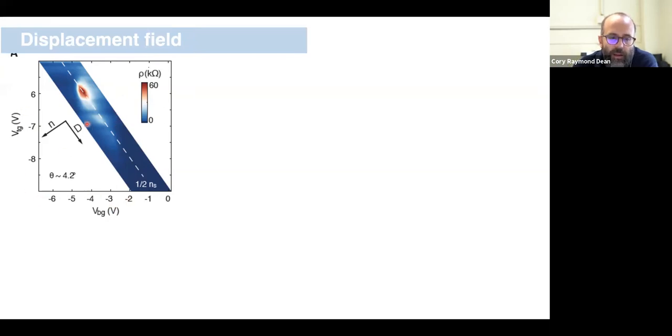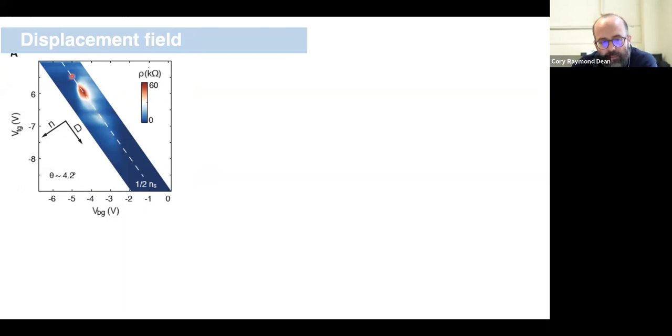So in this plot, what I'm showing is resistivity measured as a function of top gate bias and bottom gate bias. And this dashed line corresponds, for this particular twist angle, 4.2 degrees, to the density at which we expect to be at half filling of the low energy band. If I go in this direction in this map, that's varying density. If I go in this direction, that's varying displacement field.